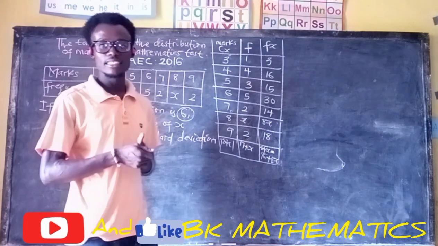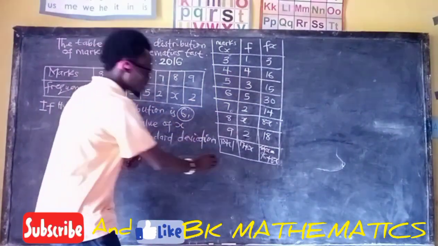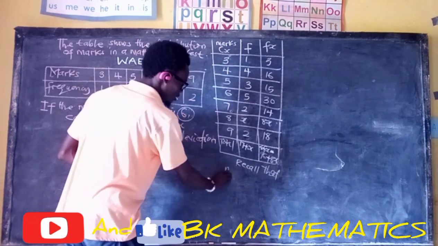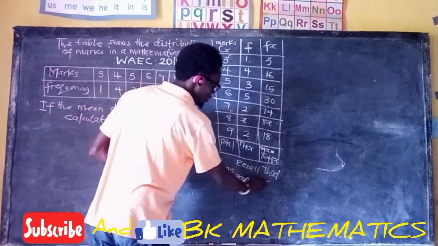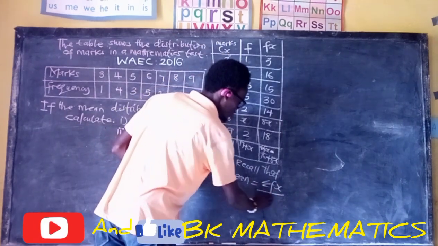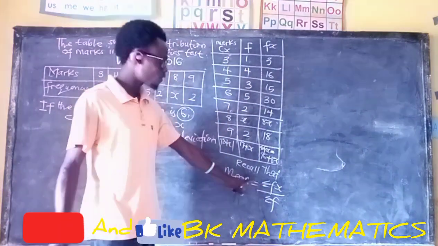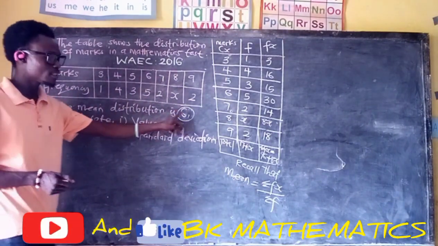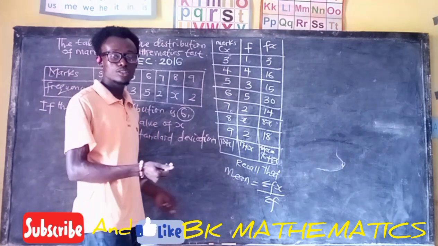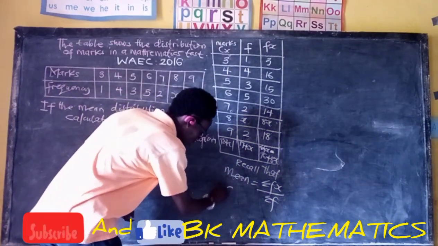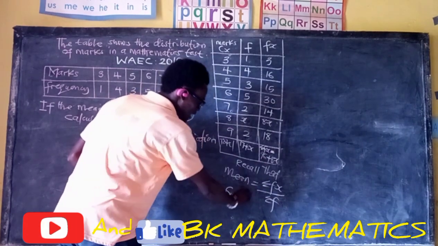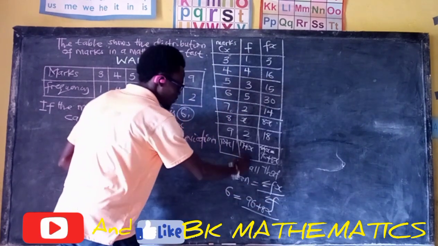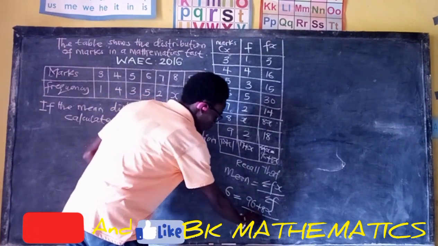Then the next thing here is to recall that the mean is equal to sigma fx upon sigma f. This is the mean formula. But from the question, we are given that the mean of the distribution is 6, so the mean is given as 6. We just need to apply substitution in the formula. Then we have 6 equal to, what is sigma fx? It is 96 plus 8x. And what is sigma f? Sigma f is given as 17 plus x.